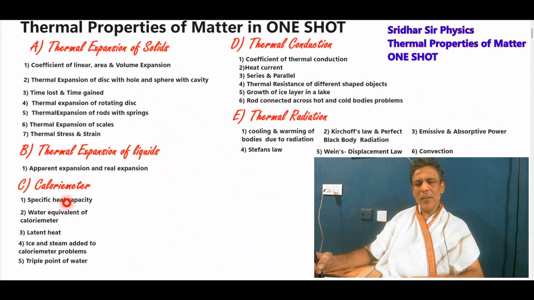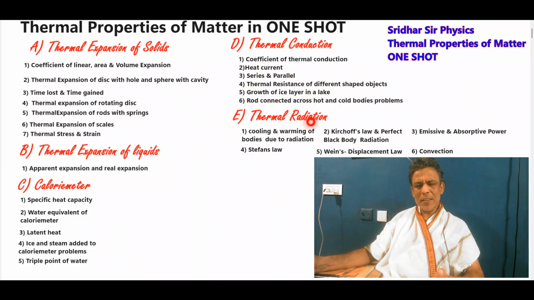Then calorimetry. What do we mean by specific heat capacity, water equivalent of calorimeter, latent heat, change of state, problems when ice and steam are added to the calorimeter, then the triple point of water. These are some conceptual ones. Then in thermal conduction, we'll discuss the coefficient of thermal conduction, heat current, thermal resistance, series and parallel, then thermal resistance of different shaped objects, growth of an ice layer in a lake, and a rod connected across hot and cold bodies, melting of ice, all those application problems.